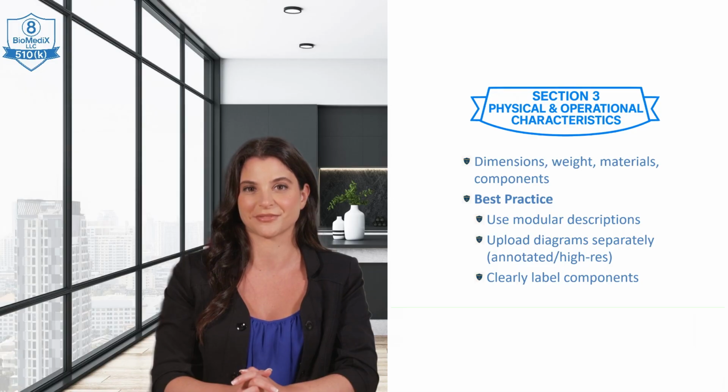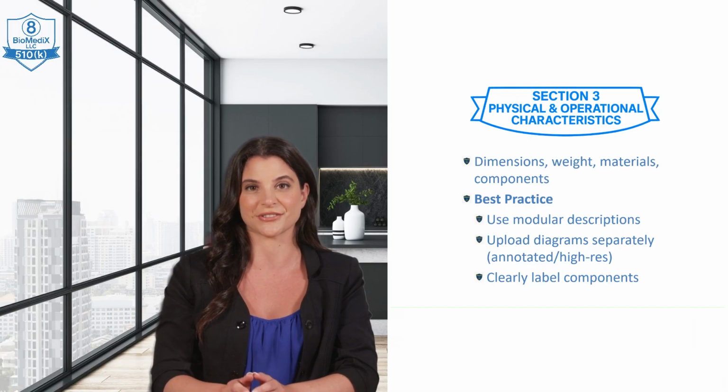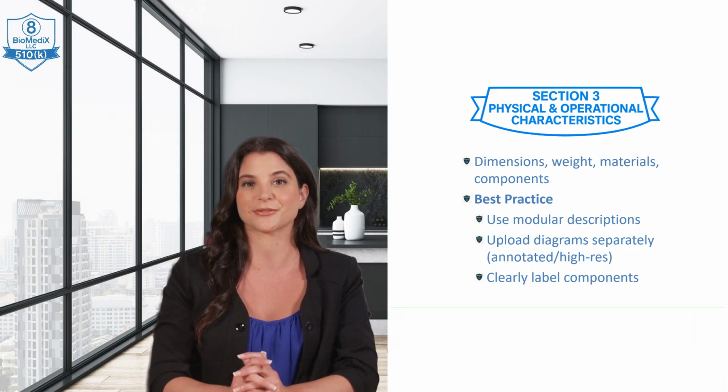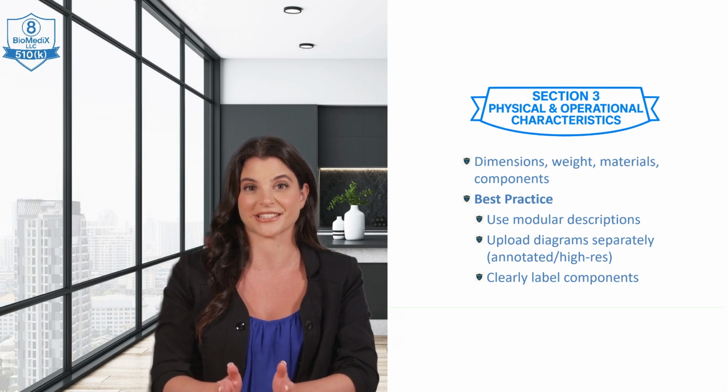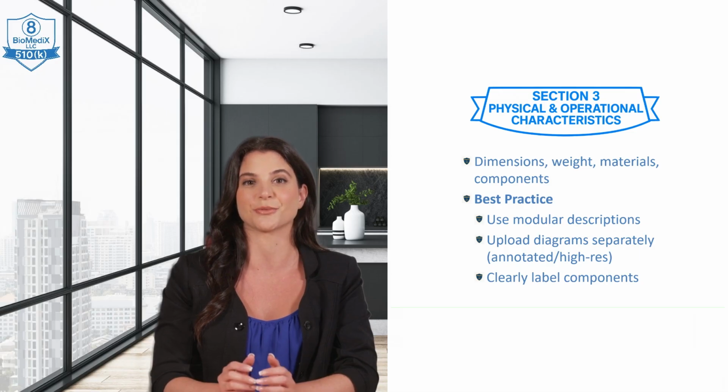Section 3. Physical and operational characteristics. Let's break it down by requirement, then best practice. Next, let's detail your device's physical and operational characteristics. For physical description, the requirement is to enter details, including dimensions, weight, materials of construction, device components, and overall design features. The best practice is to provide sufficient detail to convey a clear understanding of the device's physical attributes.